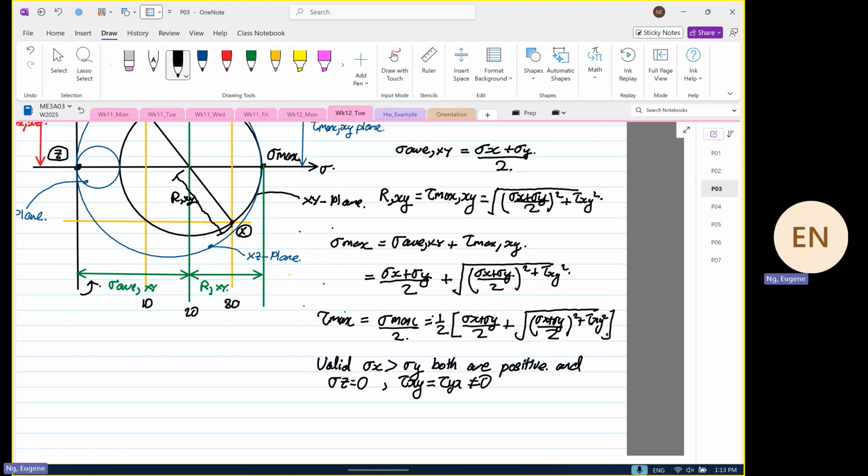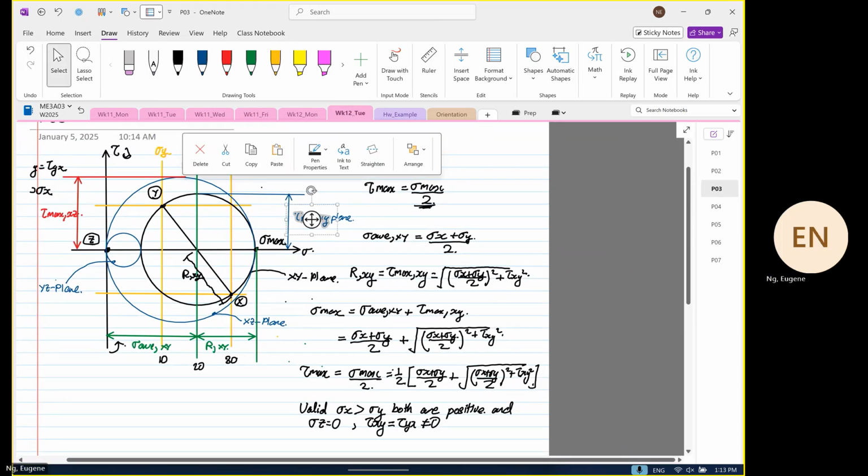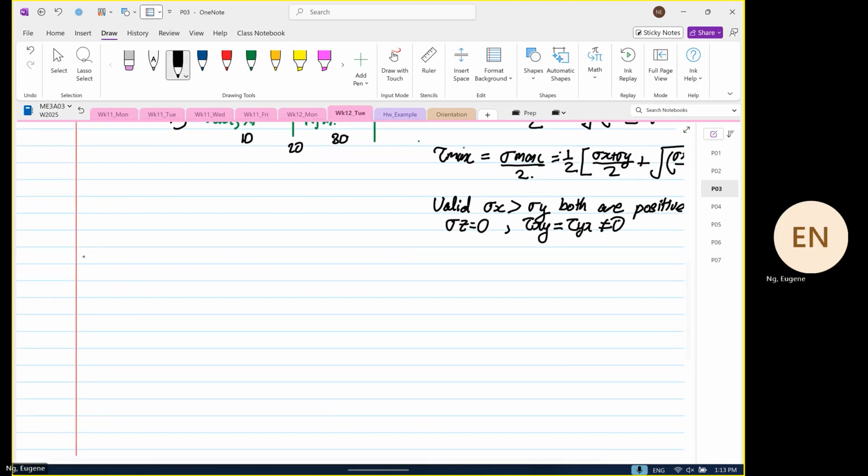So this is one case. Okay. Now, if you do have another case, okay, so this is case number 1. Then we have case number 2. Case number 2 occurs where stress X and stress Y are both what? Under compression.